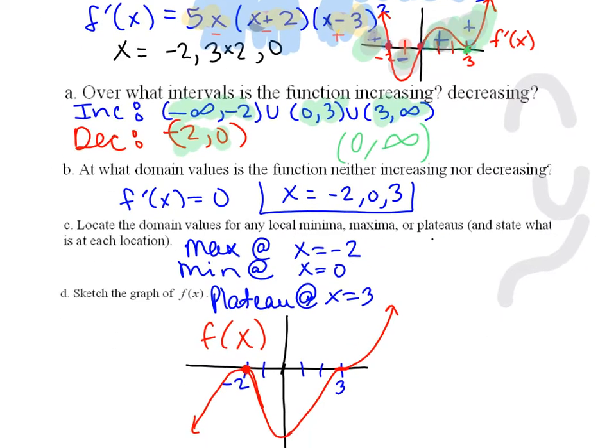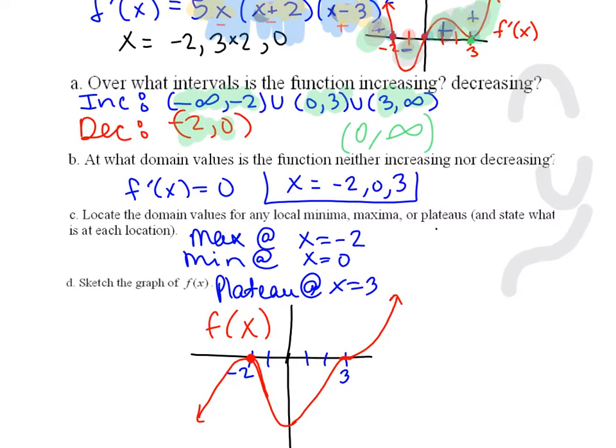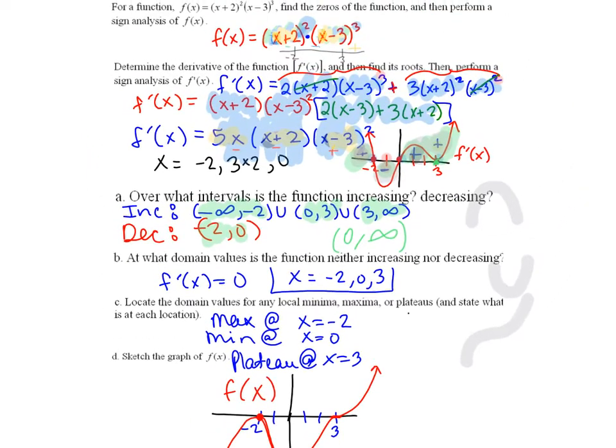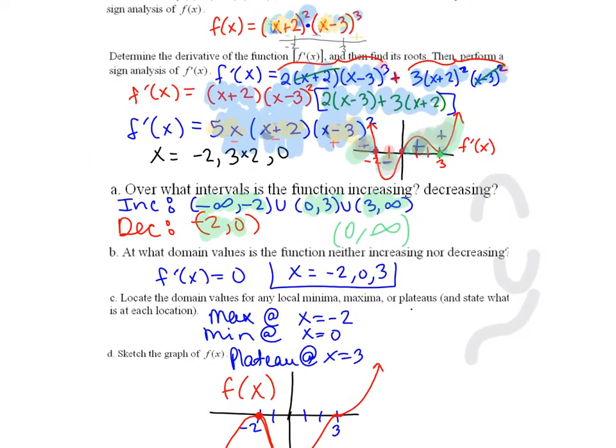So the maximum would happen at negative 2, the minimum would happen at 0, and then the plateau would happen at 3 for those reasons. I hope that was clear. So I kind of showed it. This right here is when I talked about the maximum, this is when I talked about the minimum, and this is when I talked about the plateau.